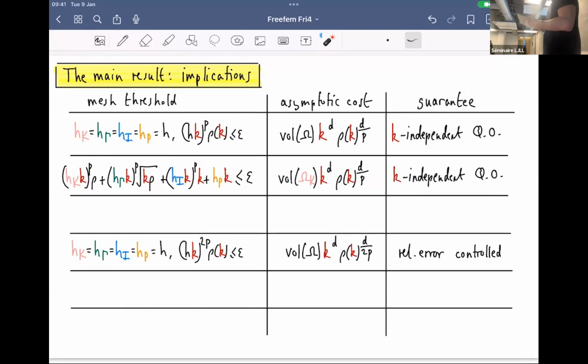And I've written, so there's this middle column here, which is the asymptotic cost. You see the asymptotic, because in the trapping, I still have to respect the nasty mesh threshold. The cost with respect to K is the same, but somehow I've got a smaller constant, because now the constant depends only on the size of the trapping region, and not everywhere.